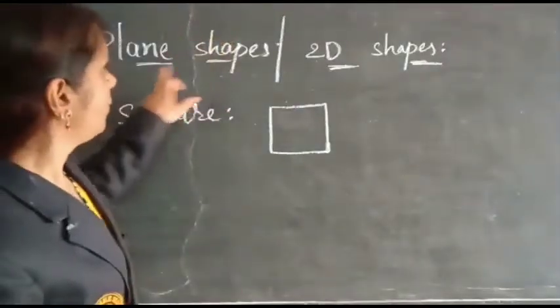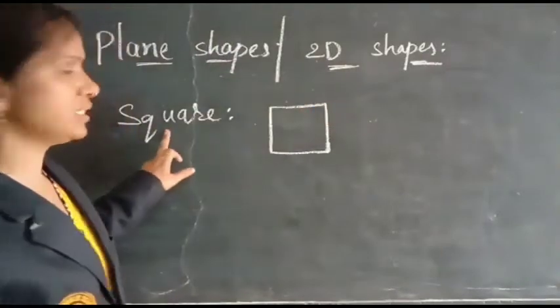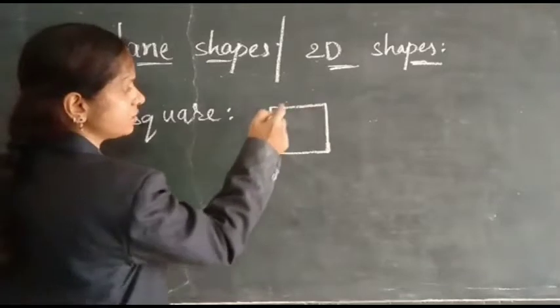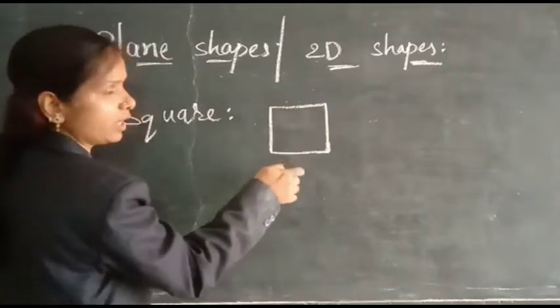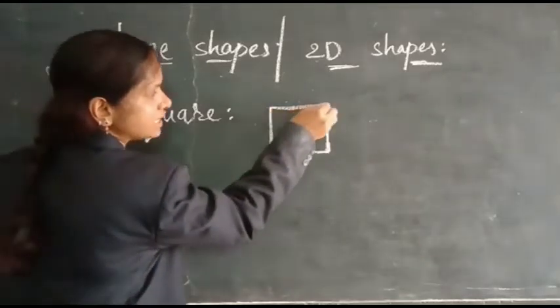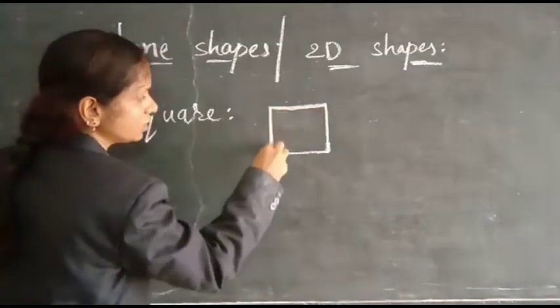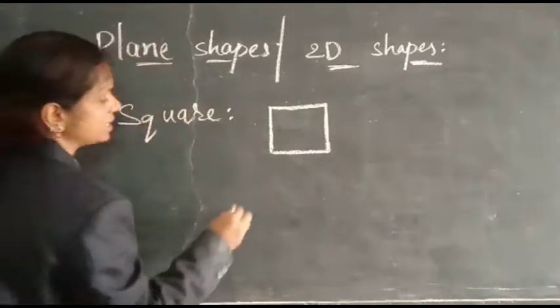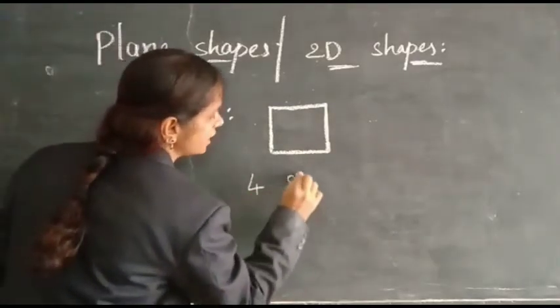Yes, children, now plane shapes. The first one is the square. A square is nothing but all sides should be equal. It has 4 sides. See, 4 line segments: 1, 2, 3 and 4. Means a square has 4 sides.